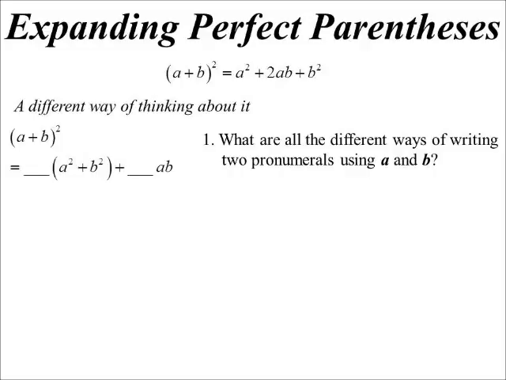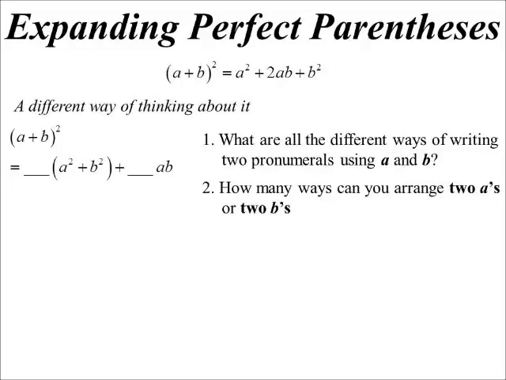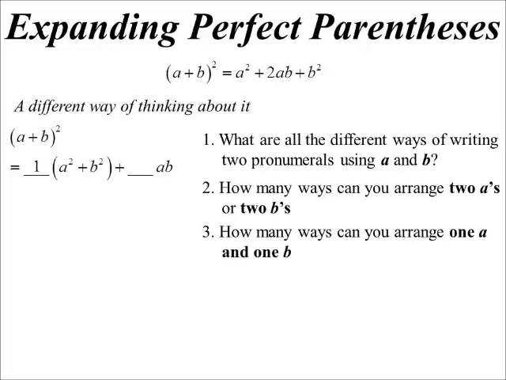So I know, as I say, I could get a times a, I could get b times b, I could also get a times b. Well, how many ways could I select 2 a's? There's only one way I could do it. Take 1 from the first one, 1 from the second one. And the same with the 2 b's. Well, how about the ab? Well, it would be 2 factorial. So let's expand that idea out.